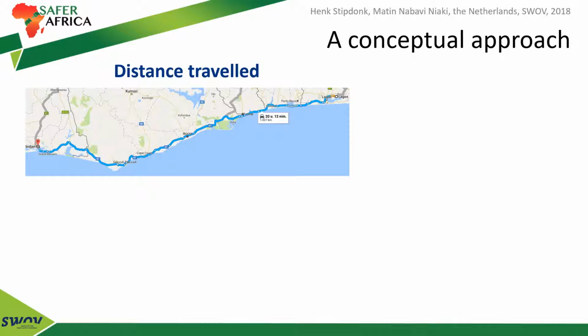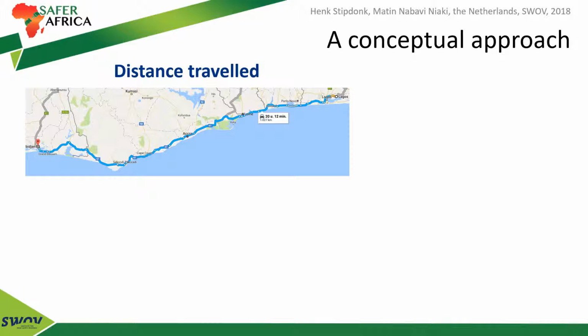Everything about road safety starts with distance traveled. Suppose we want to travel from Abidjan to Lagos. More than 1,000 kilometers across 5 countries: Ivory Coast, Ghana, Togo, Benin and Nigeria.